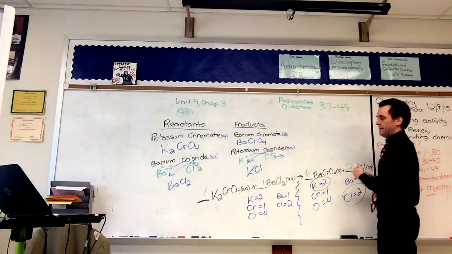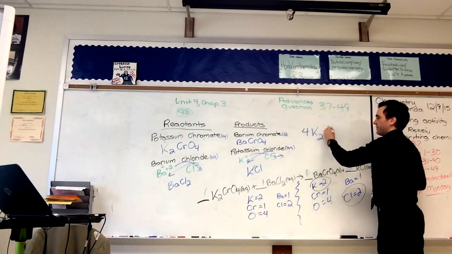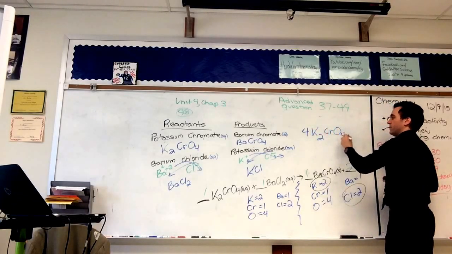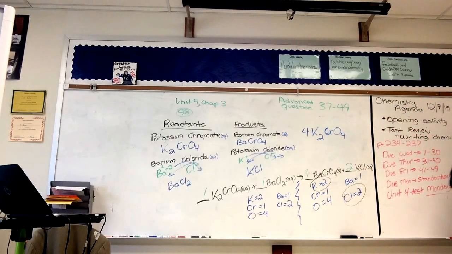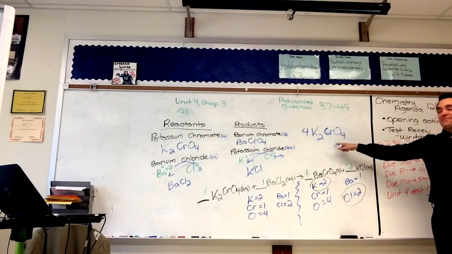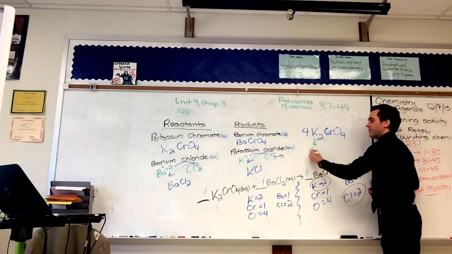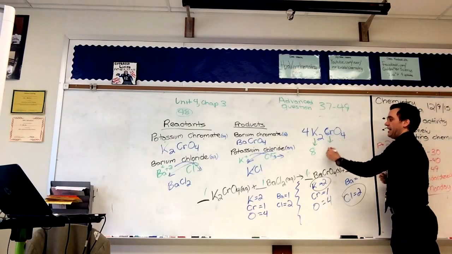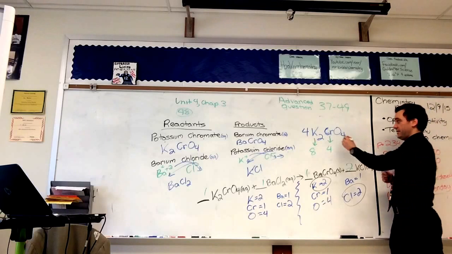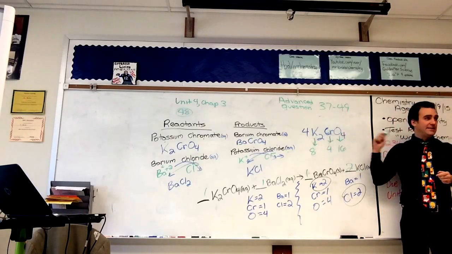If we had, let's say, 4 potassium chromates, here, this would be a good question. How many potassiums would I have? 8. How many chromates would I have? 4. How many oxygens would I have? 16. Do you get that? So that distribution is just saying there's 4 potassium chromates.